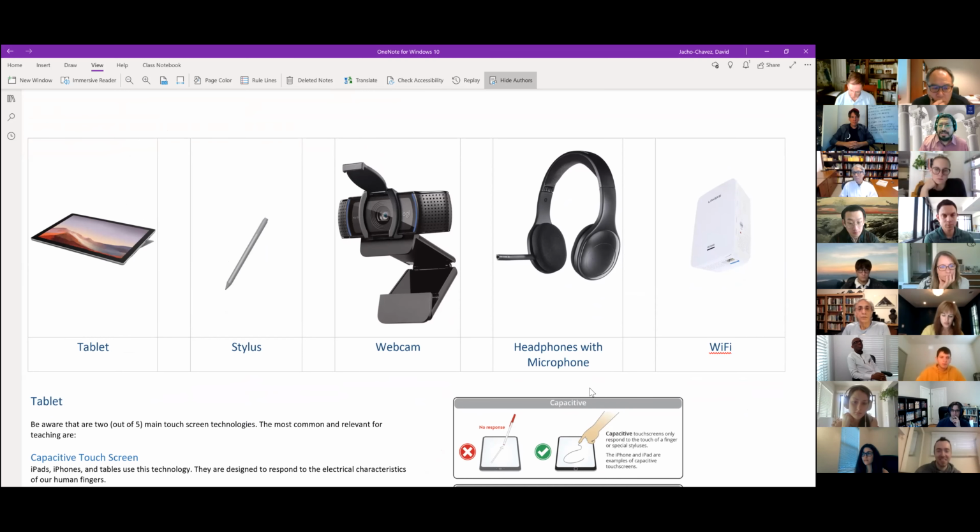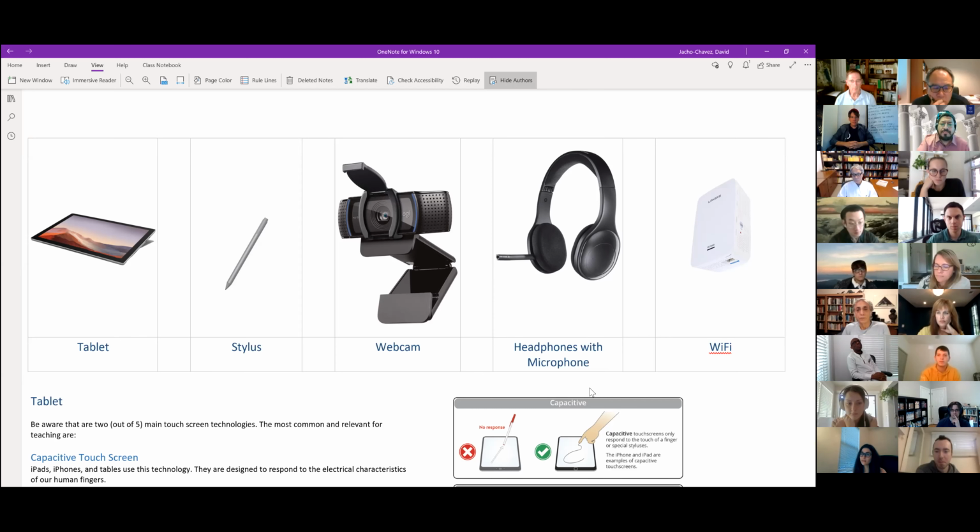Certainly this is the bare minimum you need to do online teaching that allows for interaction with the students. A tablet, a stylus, a webcam, a headphone with microphone, and Wi-Fi, okay? And I'm going to talk about how I use each of these.